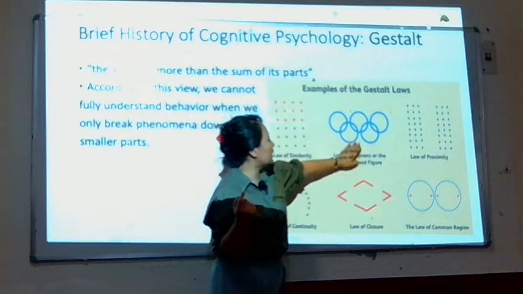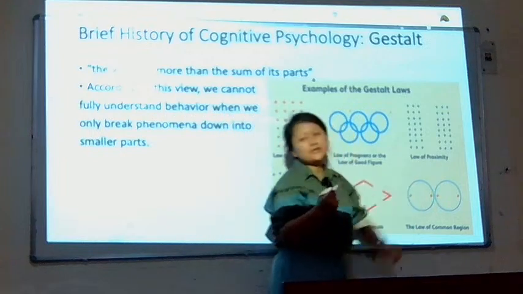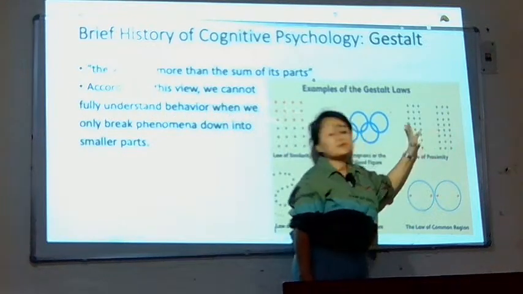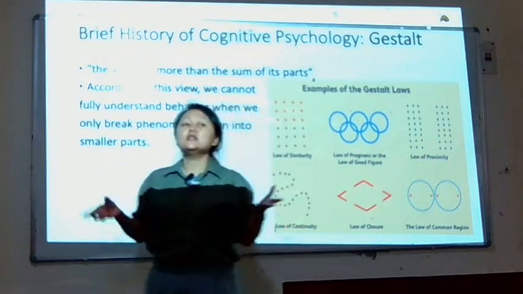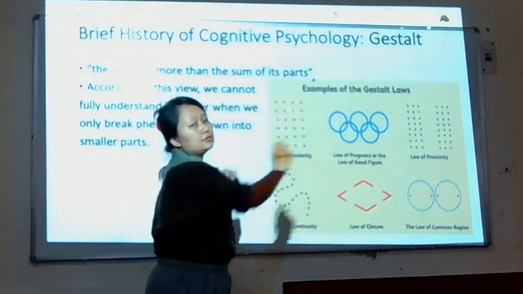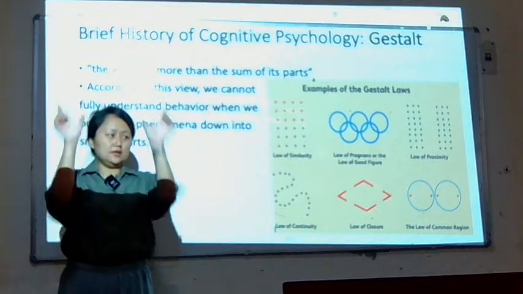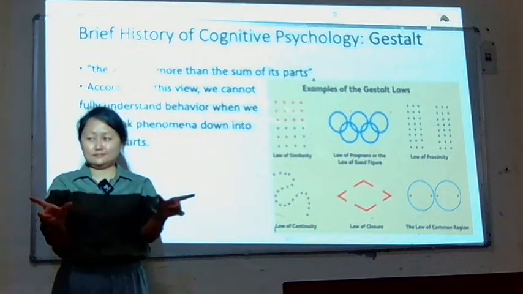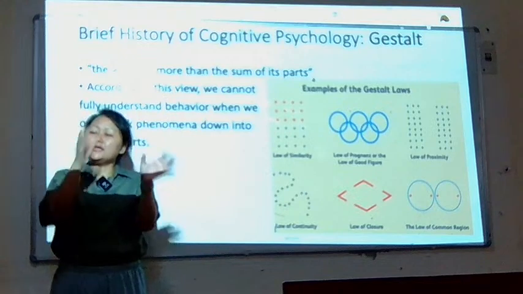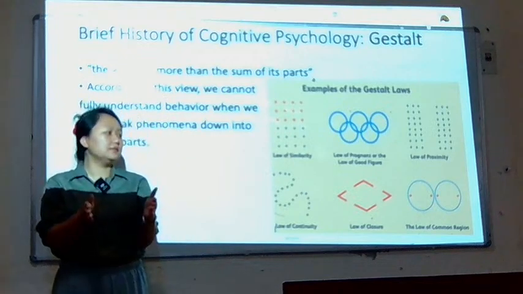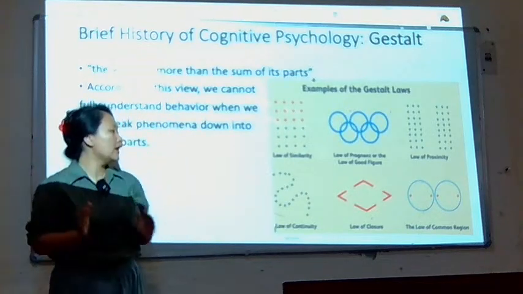And yes, law of proximity. They are blue colored dots, but still you group them into two different groups. Why? Because we are aligning. They are separated by something in the middle, right? They are grouped together, right?